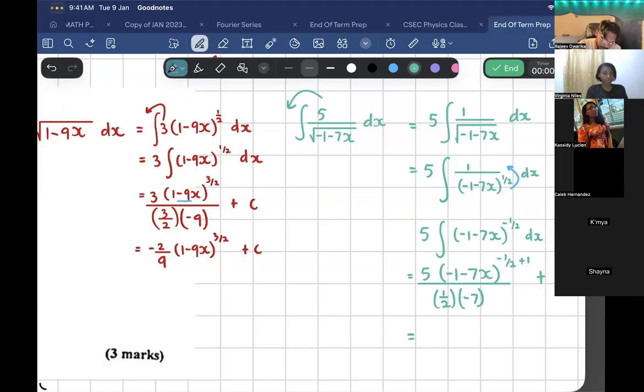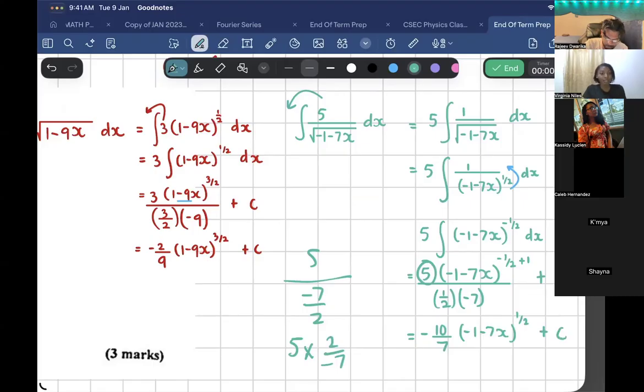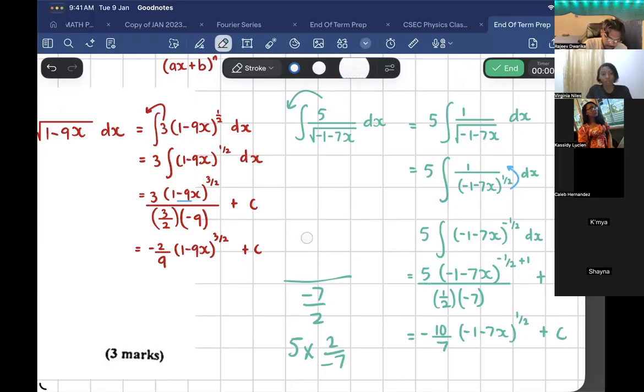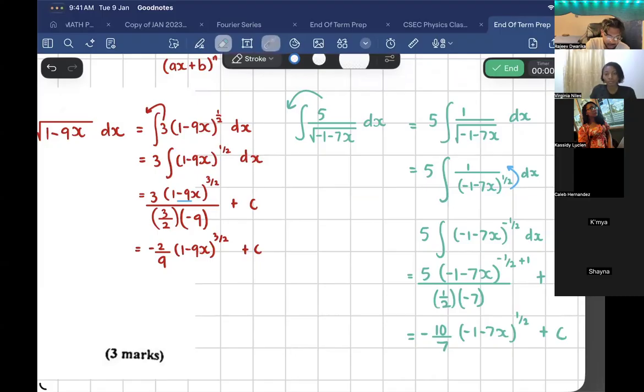When everything is said and done and you simplify this, that's going to be 5 all over -7/2, which is 5 by 2 over -7. So you're going to end up with -10/7 times -1 -7x. Did anybody get this? Yes, sir. But I did the square root at the end, just to be a little extra. That's good, because it's an easy one, right? You could see that this is a half.